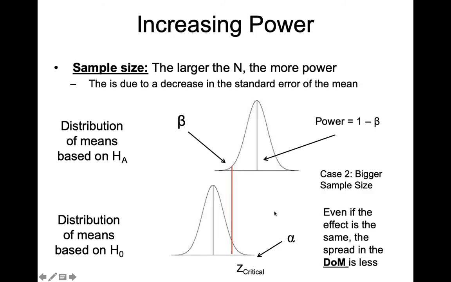So that's a really tough concept. Hopefully the graphs are helpful in illustrating that. But if you can just remember the principle that the larger the n, the more power, you'll be in good shape. Think about it like this: it really has to do with chance and probability. That would be the simplest way to understand it.